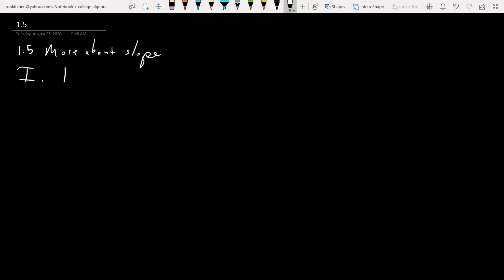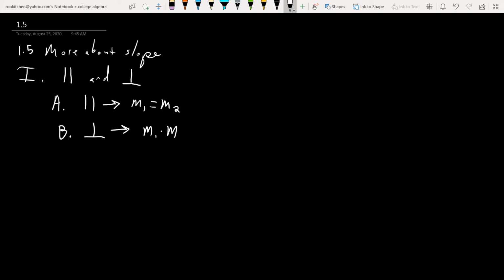So my symbol for parallel will be the railroad tracks, and then my symbol for perpendicular will be the upside down T. Okay, so with regards to slope, if you have parallel lines, then the slope of the first line, I'll call m sub 1, will equal the slope of the second line, I'll call m sub 2. Then if they're perpendicular, the slopes are negative reciprocals of each other. In other words, if you multiply them together, you'll get -1.